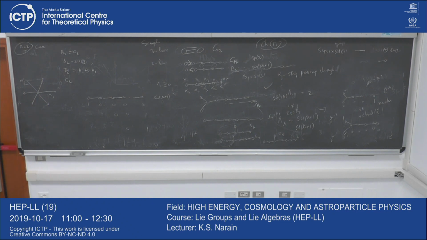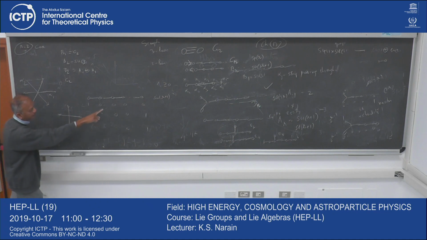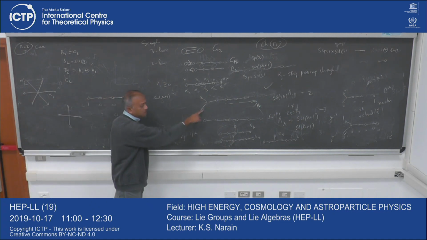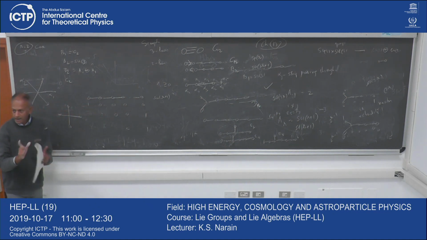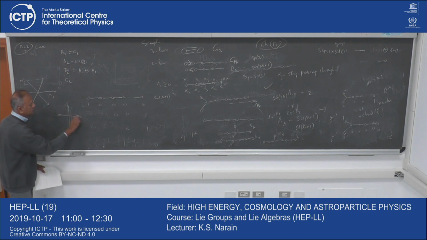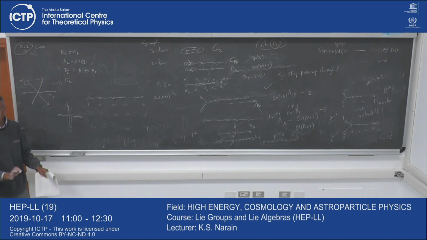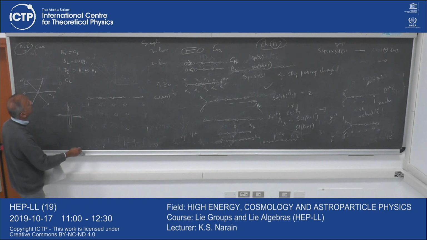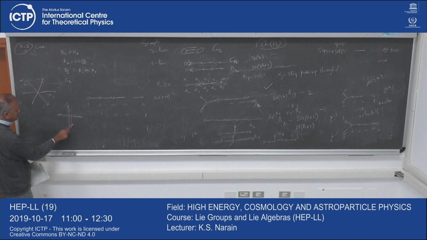D2 is simply, if I draw it, it will be simply this. It will be perpendicular, because these two, alpha 1 and alpha 2, are not connected in D2. So they are orthogonal to each other. So this is just one SU2 here and another SU2 here, and they don't talk to each other. They commute with each other completely. So this is trivial.